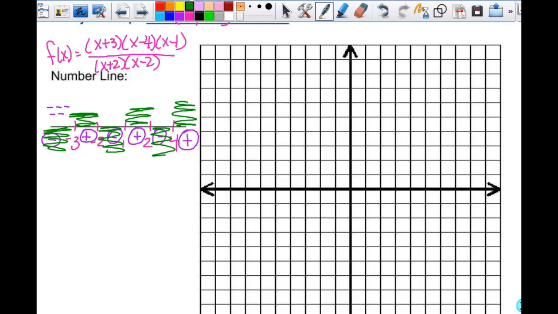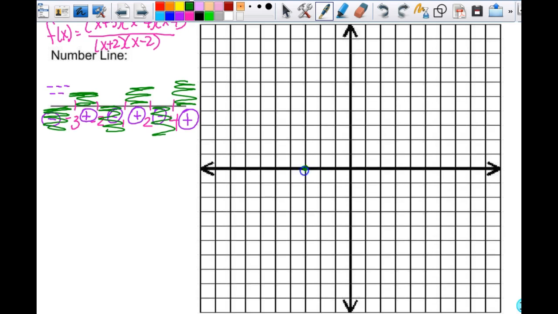All right, so I've got -3, 1, 2, 3, and 4. And then I have an asymptote at -2. And 1 at 2, and 0, -3 is my y-intercept. My slant asymptote, y equals x minus 2. So get all that drawn in.